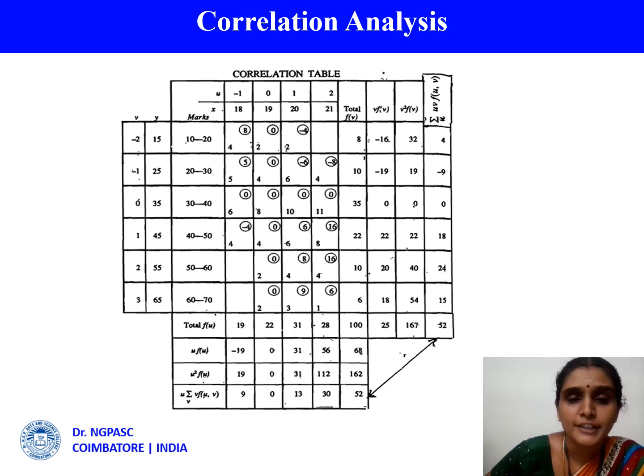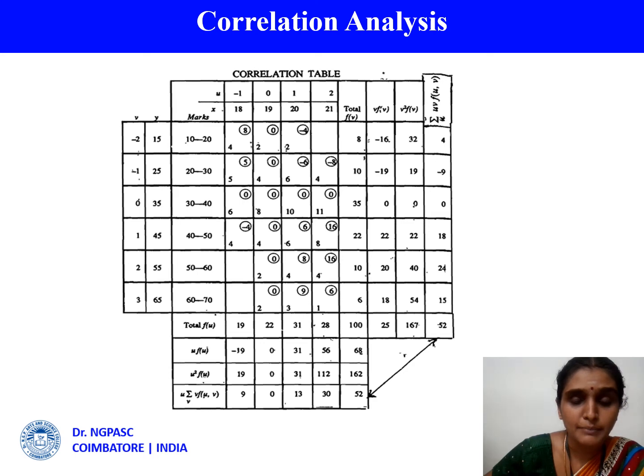This is the correlation table. We know that when we change the origin and the scale, it will not affect the correlation coefficient value. So we can change the x and y variables into new variables u and v by changing the scale and origin for our convenience. Here the x values are the class intervals 10 to 20, 20 to 30.